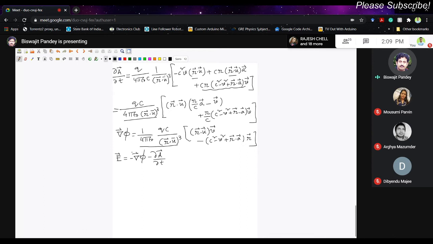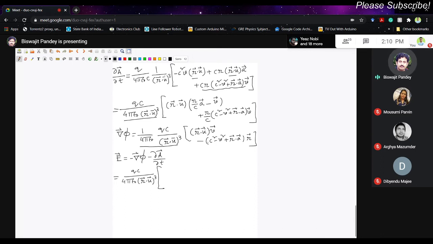So now I can just simply take these two terms common from these two things, because minus and minus. So let me write them down. So qc over 4 pi epsilon 0 r dot u whole cube is common from both the terms, right? And then let us see what is inside. So if I take grad phi with a minus sign, this will become positive and this will become negative.